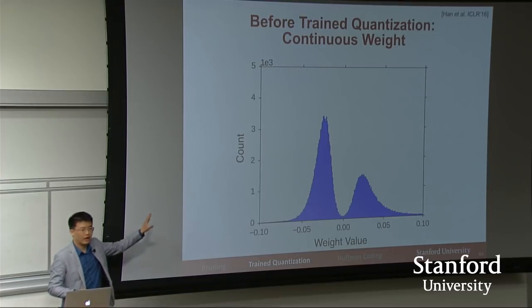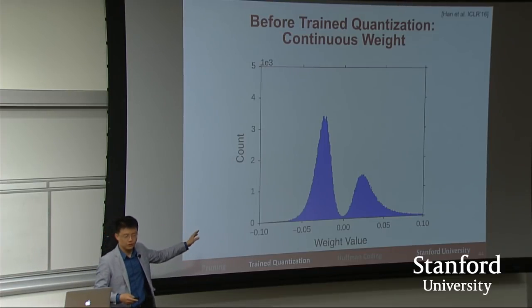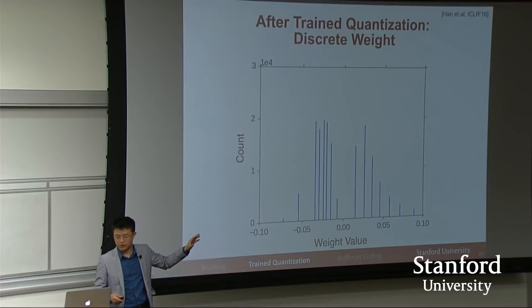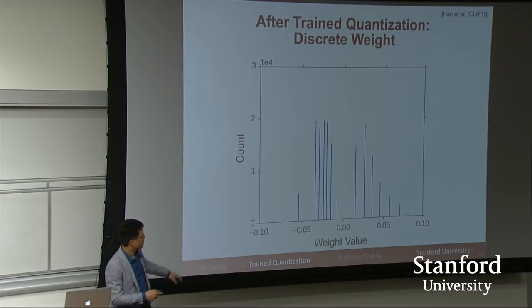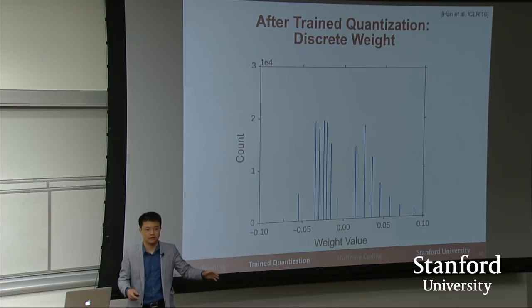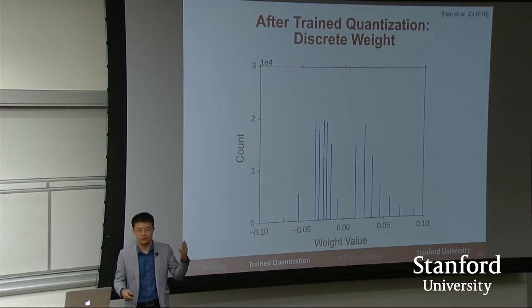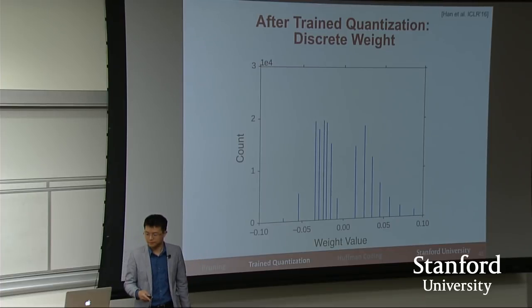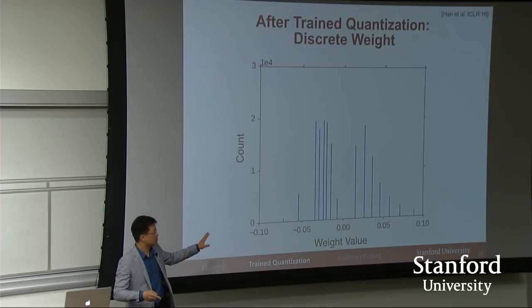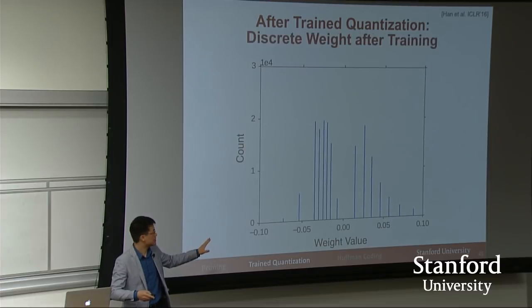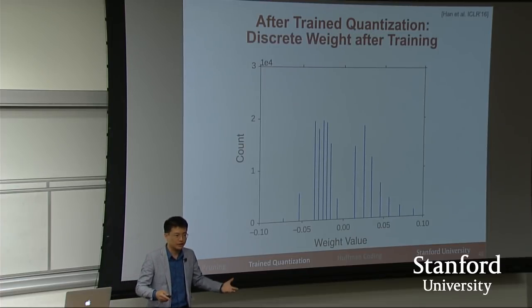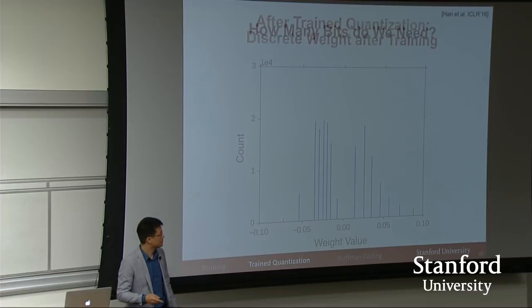Remember previously, after pruning, this is what the weight distribution looked like. And after weight sharing, they become discrete. There are only 16 different values here, meaning we can use 4 bits to represent each number. By training on such a weight-shared neural network, these weights can adjust. It is these subtle changes that compensate for the loss of accuracy.